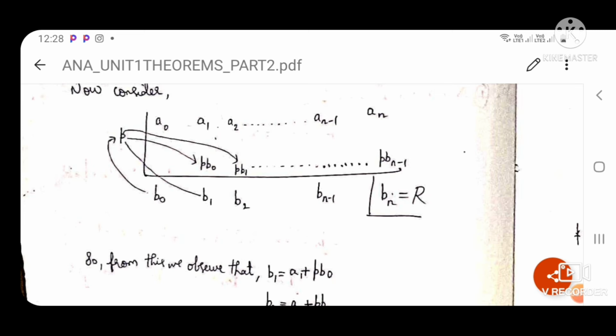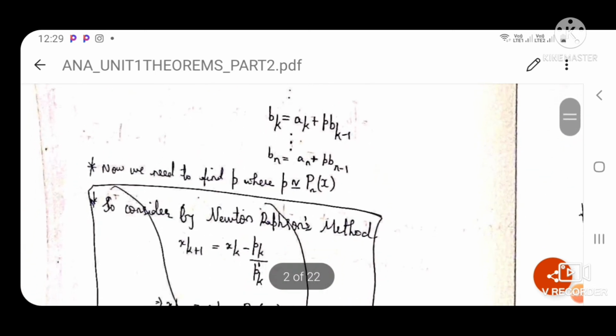Basically it's b naught into p, then it's multiplied to give you the term pb naught, and the sum of pb naught and a1 is what we get as b1. That's the particular thing which you can see is what I've written as b1. So that's how it goes up to bn, and that's how you find out the value of it.